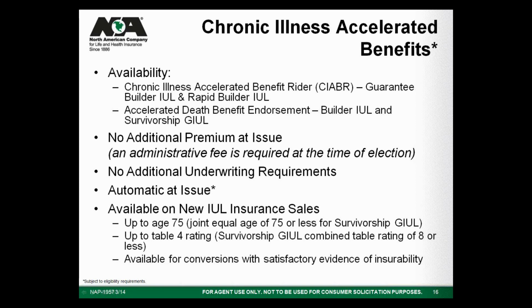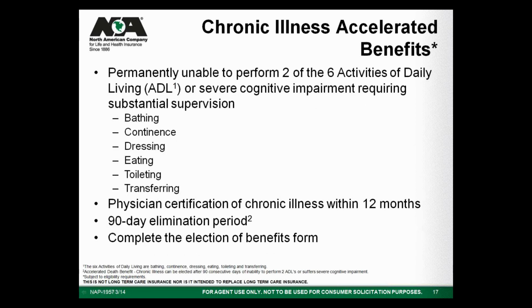It is on all the products. There is no additional premium for it, no additional underwriting. It is automatic at issue. Basically, as long as the person is table 4, they will get it, or on the survivorship, a combined rating of 8, they will get it. And like I said, the chronic portion is the one that most people like to focus on.